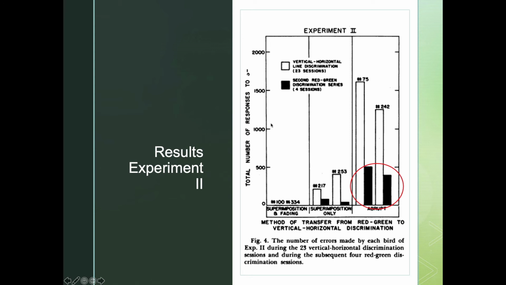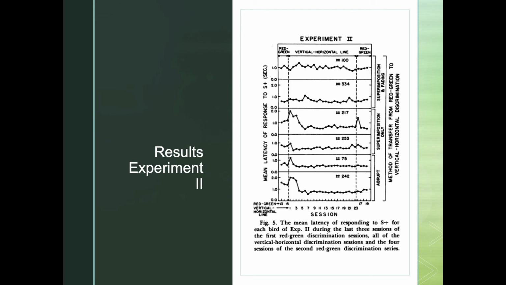Okay, so here are the results. Again, we're looking at the number of responses to the S minus, few responses to the S minus during the vertical line discrimination, as well as the second red-green discrimination. But in that abrupt procedure, you do see, again, a lot of responding to the S minus. So it seemed as if the longer exposure to the line discrimination did worsen performance the second time the red-green was introduced. Again, here's the latency responses to the S plus.